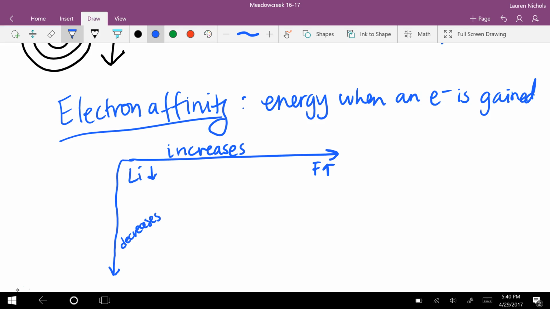Now, the reason why it decreases is because of a few things. One is how much an atom wants an electron. And the further away those electrons are, we call this electron shielding. The further away those outside electrons are from the nucleus, the less likely the nucleus is to want to add more to it. It already has enough kids. It doesn't need more to monitor and things of that nature. Okay?